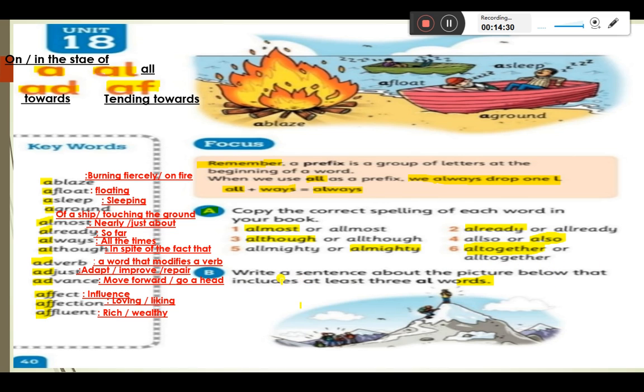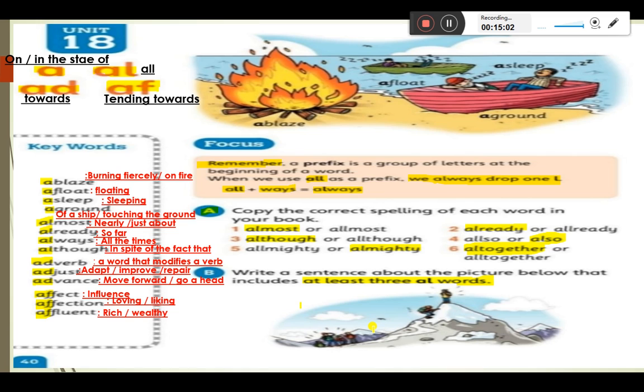The rule here is that this sentence should include at least 3 AL words. Okay, let's look at the picture and discuss. We have a group of children. Maybe they are scouting, or they are doing an adventure of climbing a mountain, and we have a boy at the top of the mountain and another boy still climbing the mountain.